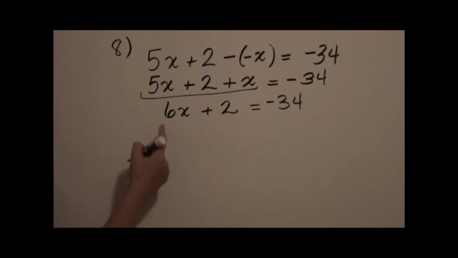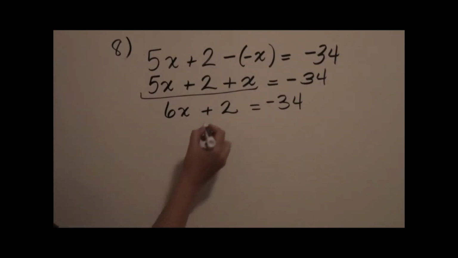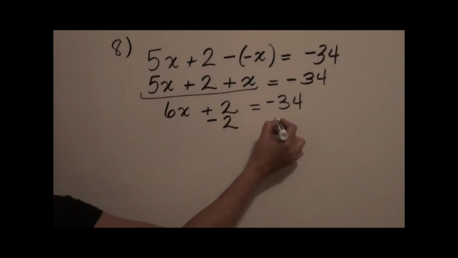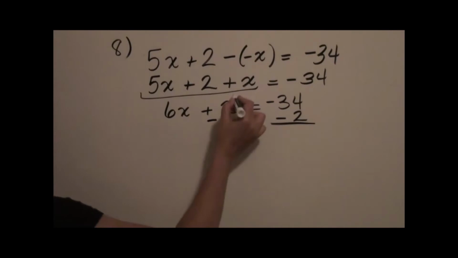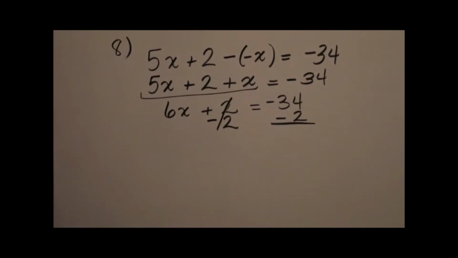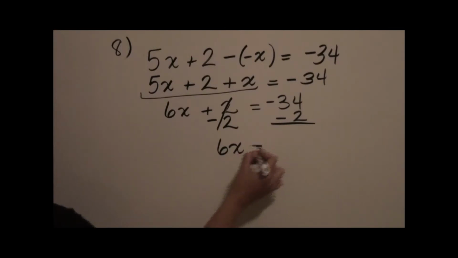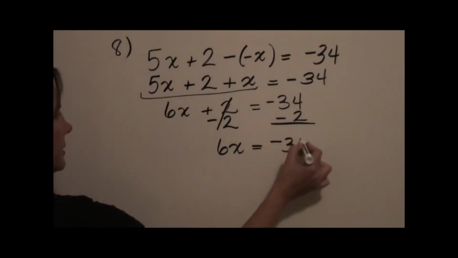My variable terms are on the left, so I want to move constants to the right. I subtract 2 because it was positive 2. 2 minus 2 gives me 0, so I'm left with 6x equals negative 34 minus 2, which is negative 36.